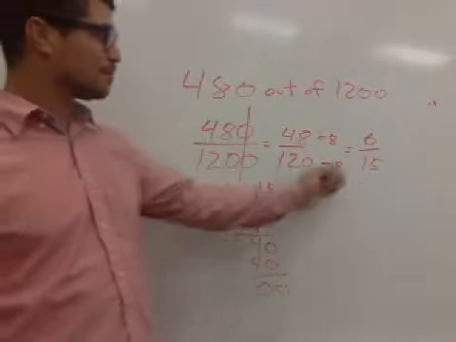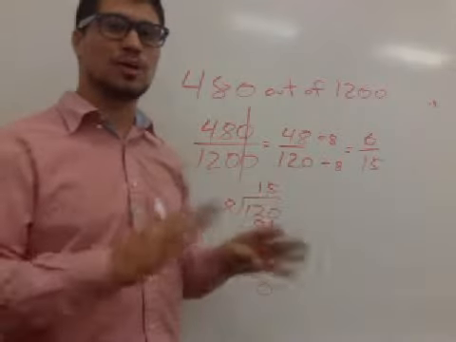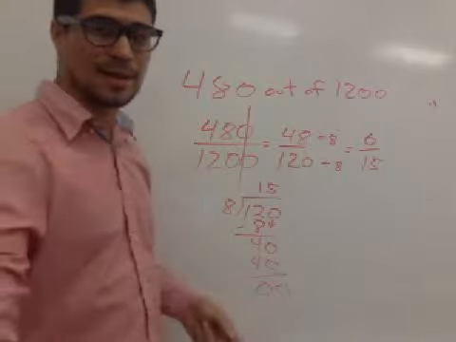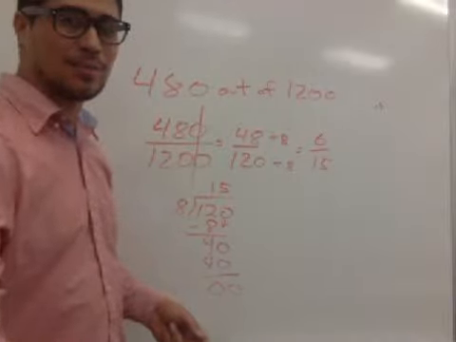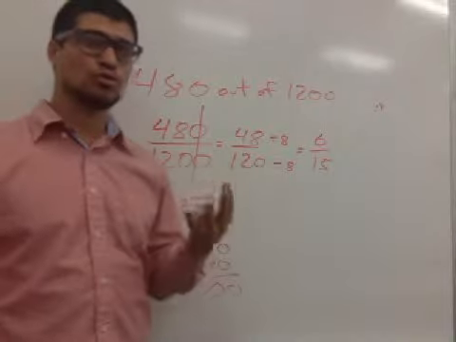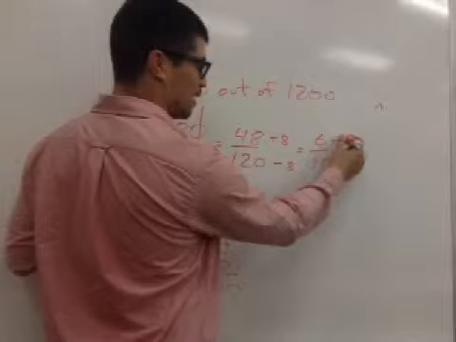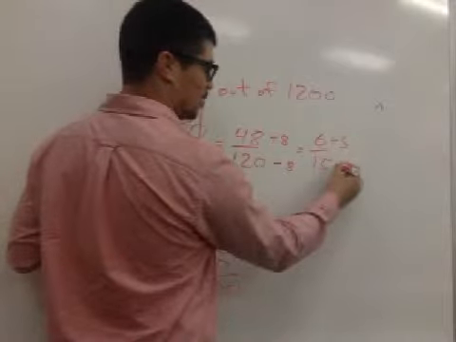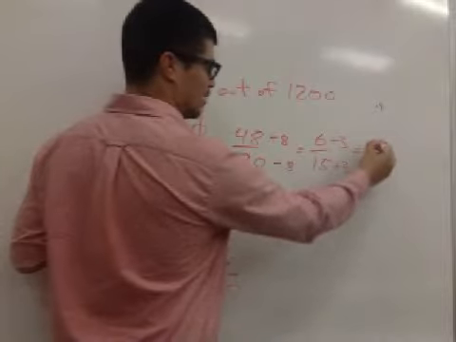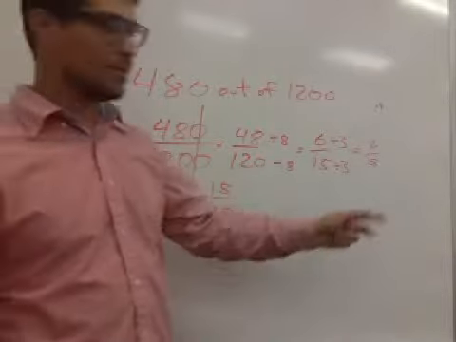Now, here's the thing. This fraction isn't reduced as low as I can. It's not simplified as much as I could possibly simplify it. So I need to simplify it a little bit more. What goes into both of them? What goes into 6 and into 15? I know 3 can go into both of them. So if I divide them both by 3, I know that I will get 2 and 5. So now I have 2/5.